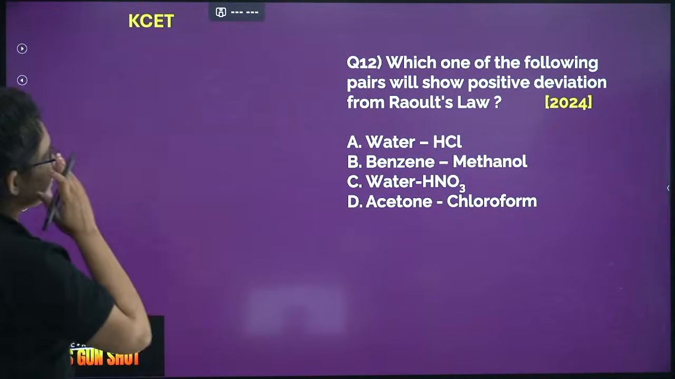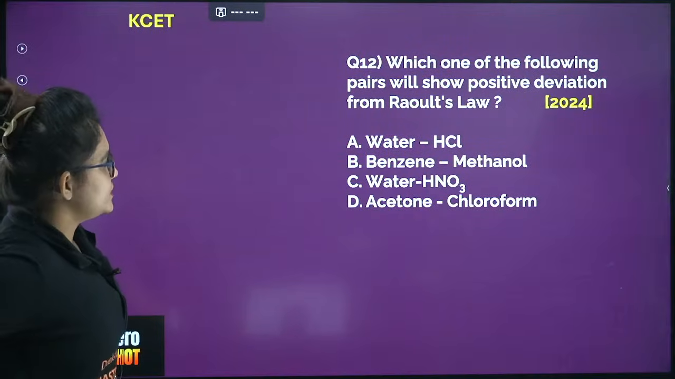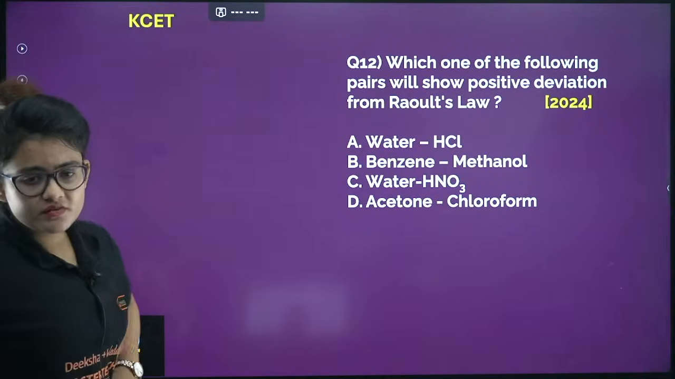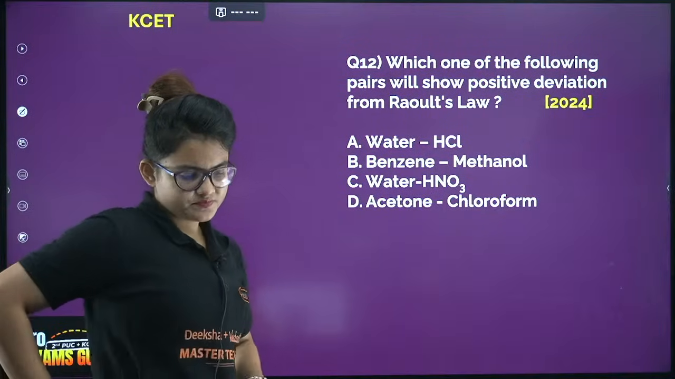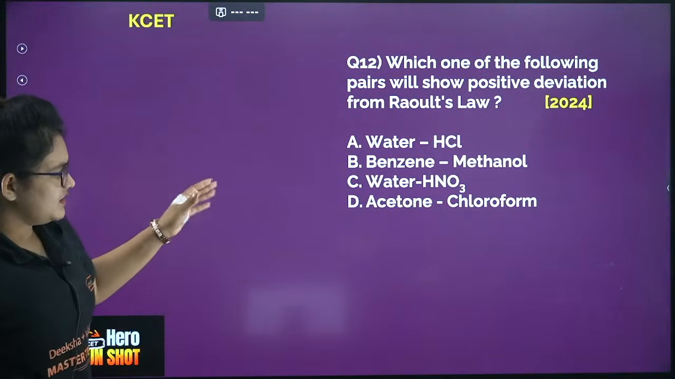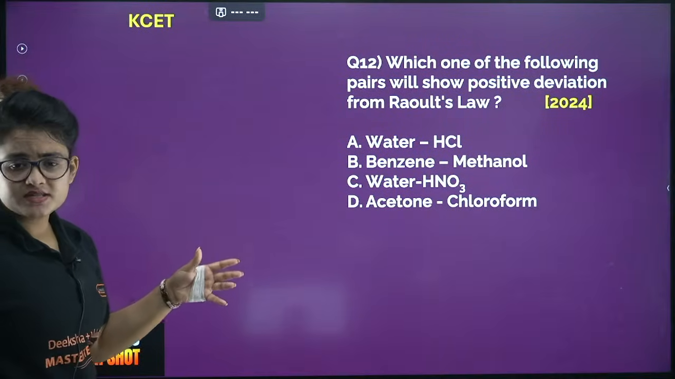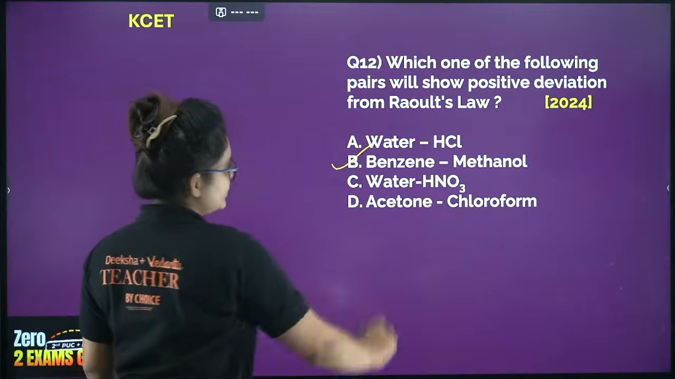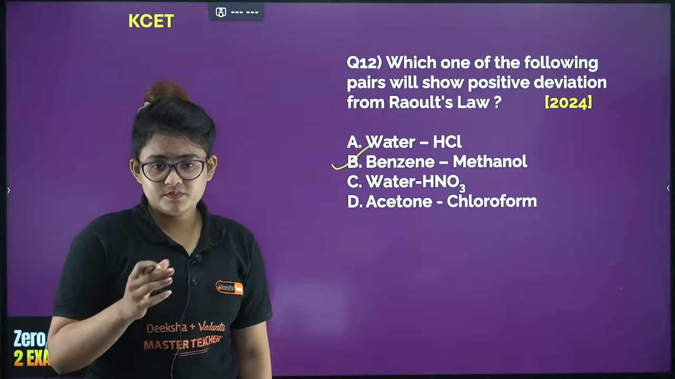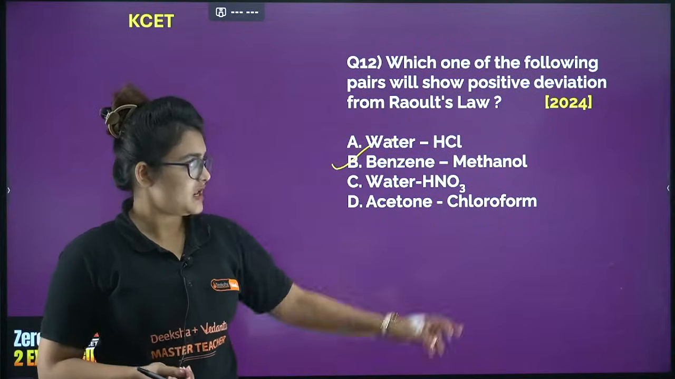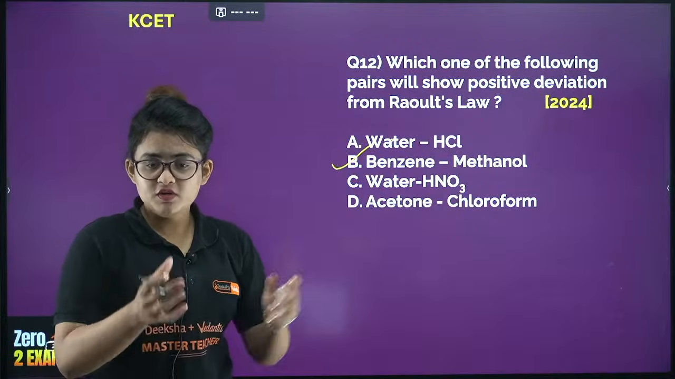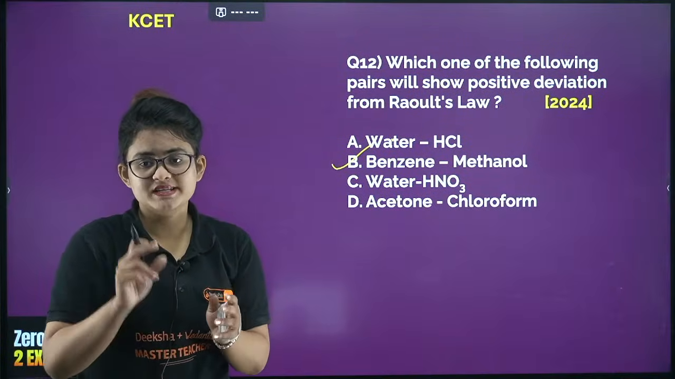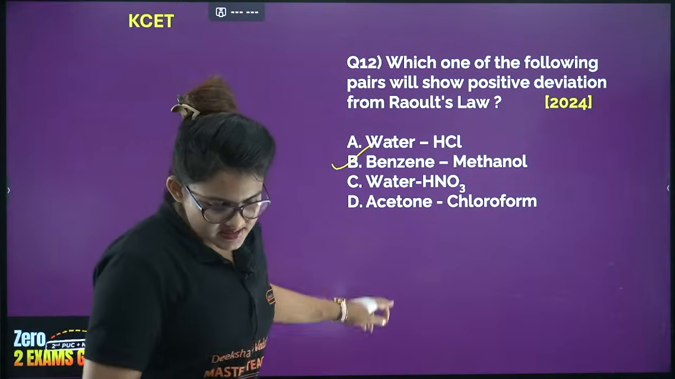Here you can see, which of the following pairs will show positive deviation of Raoult's law? Positive deviation means, again a small recap, you will see the interaction between them: the A and B interaction is weaker than the individual interactions. So definitely option B is going to be the correct one. Benzene is nonpolar and has van der Waals interaction, and methanol has hydrogen bonding. If you put benzene and methanol together, benzene will come in between two methanol molecules, so the hydrogen bond will be disturbed. So positive deviation. I guess it's clear. Let's proceed.